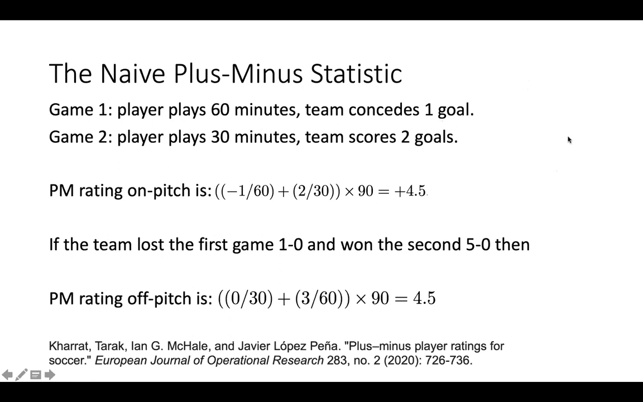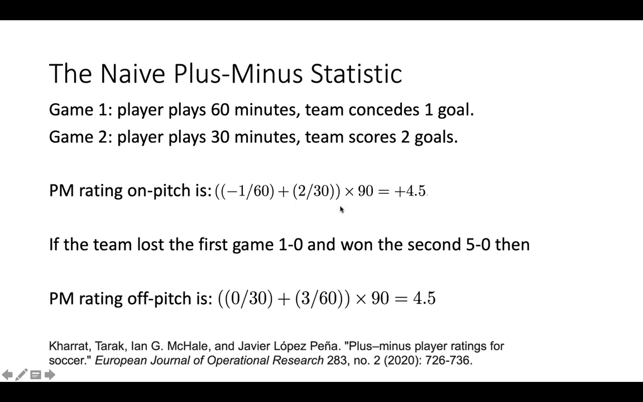So the plus-minus rating for the player on the pitch is, first of all, the 1 goal he conceded here, and we divide it by the 60 minutes. So -1 for conceding a goal divided by 60, plus the 2 goals which were scored here, divided by the 30 minutes that he was on the pitch in the second one. All of it times 90, and then you get plus 4.5.